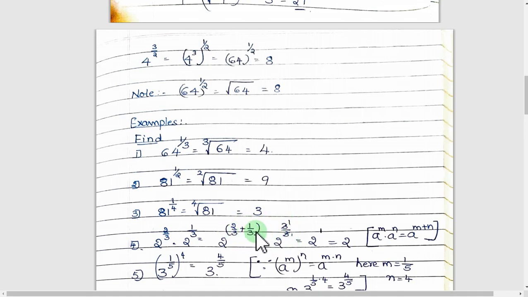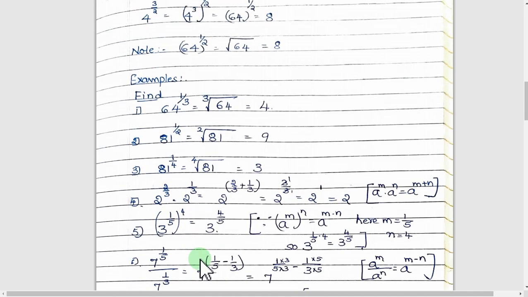We should not add the denominators. We have to equate the denominators. Already denominators are equal, so we add the numerators. 3 by 3, we can cancel this. 3 ones are 3, 3 ones are 3, so it is 1. 2 to the power of 1, which is 2. Next example.